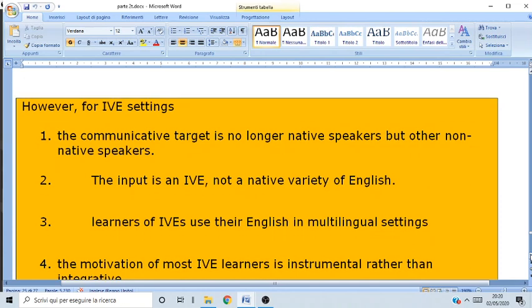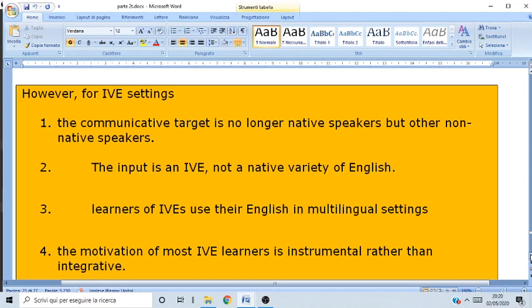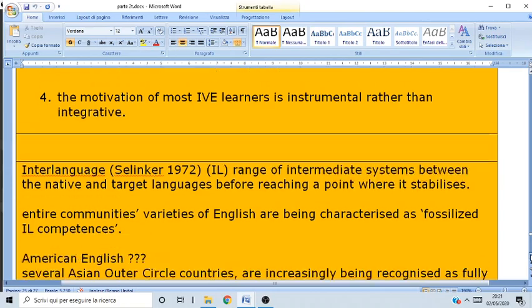And these Englishes are used in multilingual settings, and they all give a contribution to how English is spoken. And the ultimate thing is that the motivation for speaking English is instrumental, meaning that these people need to communicate. They don't want to become part of the English inner circle communities. They need to communicate.